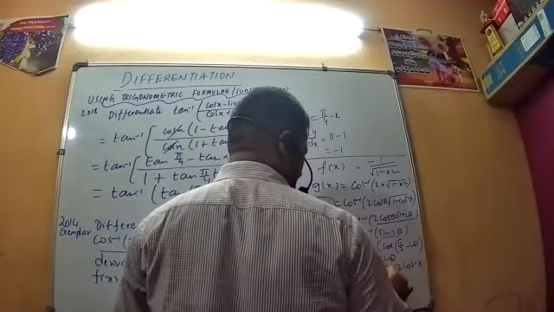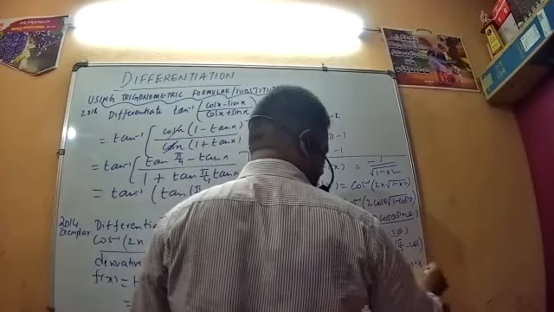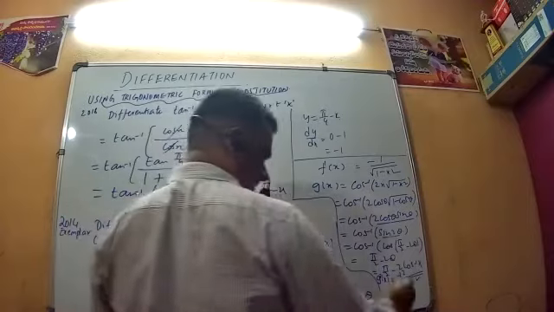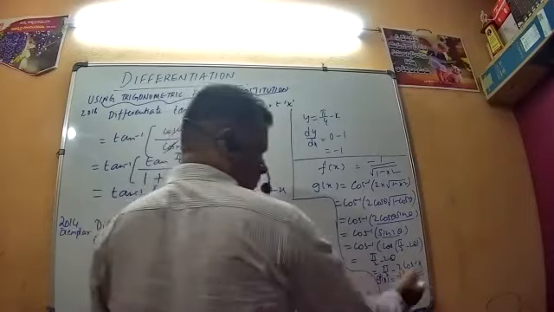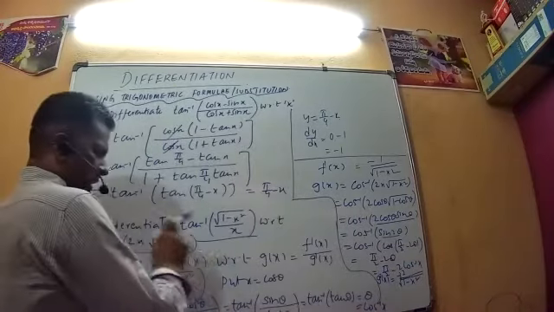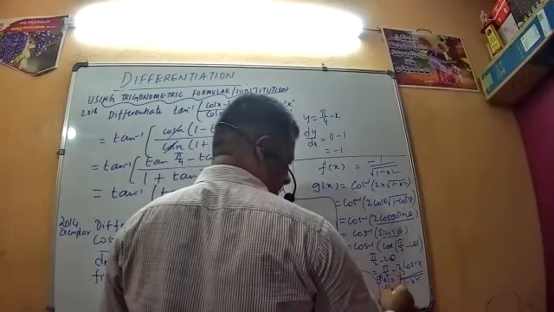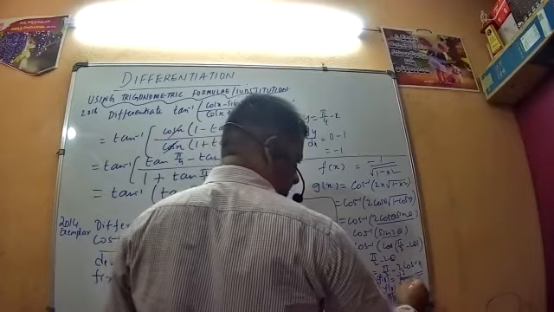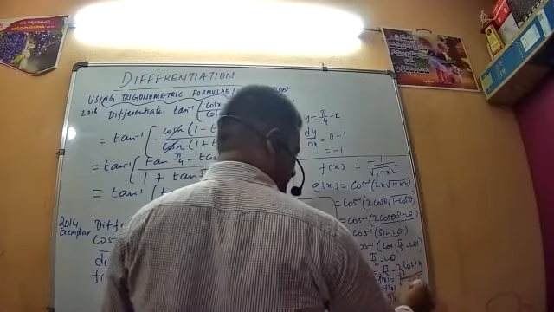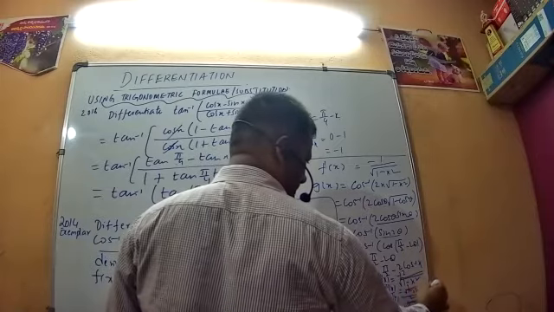If you find g dash x, here what you are going to get finally? Yes, minus 2 by root of 1 minus x square, and minus of minus will become plus here. So g dash x is equal to plus 2 by root of 1 minus x square. I want the derivative of f of x with respect to g of x. Therefore, f dash x by g dash x will become 1 by root of 1 minus x square by 2 by root of 1 minus x square, which is equal to 1 by 2.